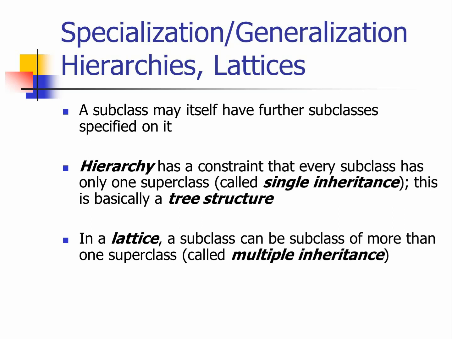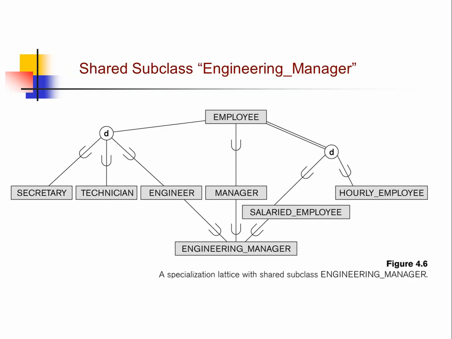So in this case, this is what we call a single inheritance. This is basically a tree structure, and that is what we call a hierarchy. On the other hand, if you have some shared subclass, that means you have one subclass that has two superclasses. That means they form what we call a lattice, and this is called multiple inheritance. If you look at this slide, you will be able to understand.